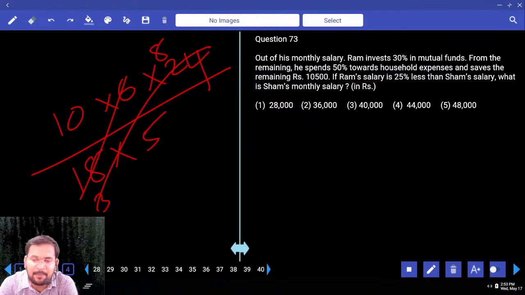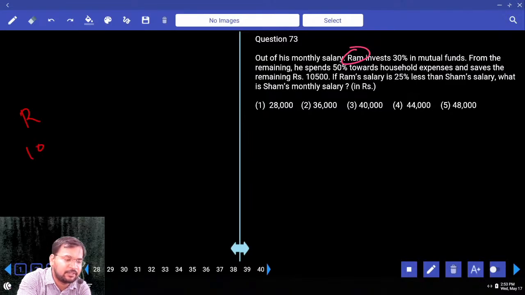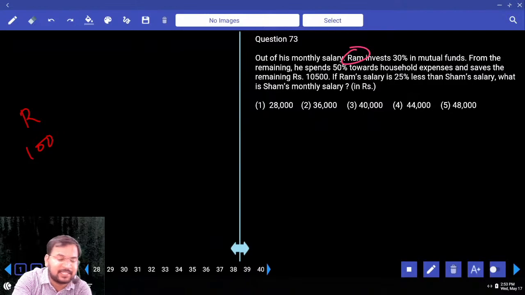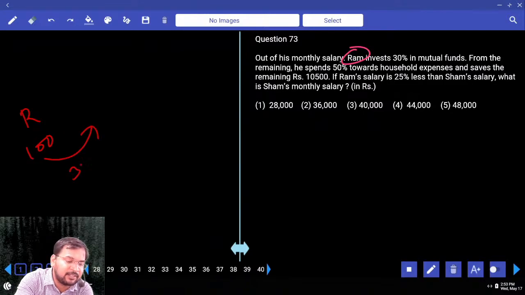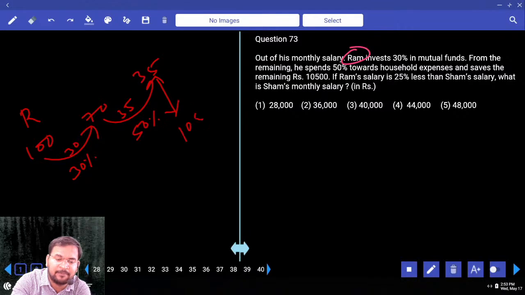Out of the monthly salary, Ram invests 30% in mutual funds. From the remaining, he spends 50% towards household expenses and saves the remaining 10,500. Ram's salary is 25% less than Sam's salary. What was Sam's monthly salary? First, Ram's salary. Why don't we take 100 rupees? 30% is nothing but what? 70 remains. Out of the remaining, 50% is nothing but 35. Remainder will be 35. That 35 is nothing but 10,500.